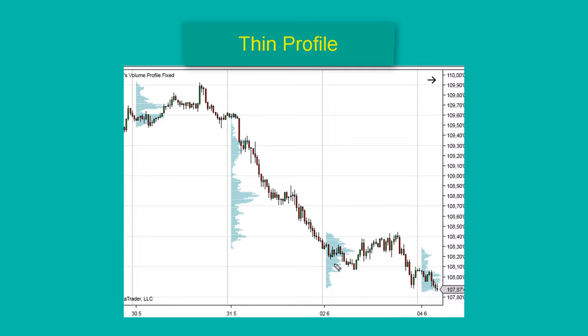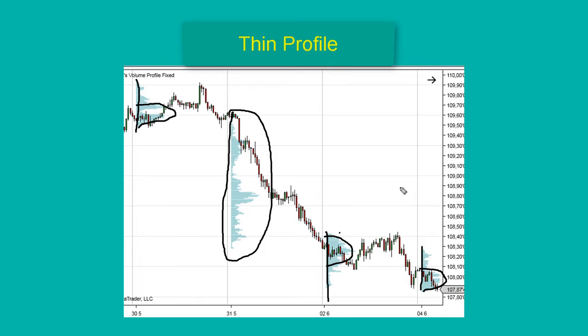One more example of the thin profile. Those are daily profiles, and this one is a thin profile. You can compare it to other profiles. This is sort of a B-shaped profile, then it's followed by a thin profile, then this is a P-shaped profile, a sign of the end of a trend, all right? And this is a B-shaped profile. So this is how the thin profile looks like in the context of other profiles.